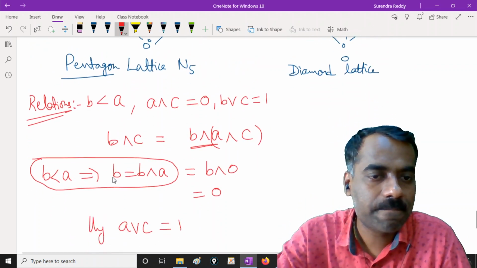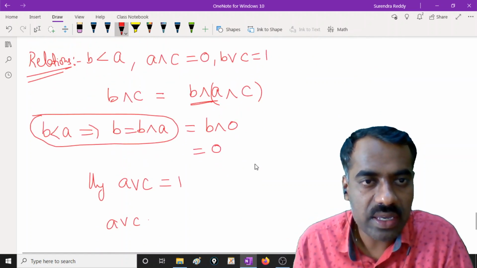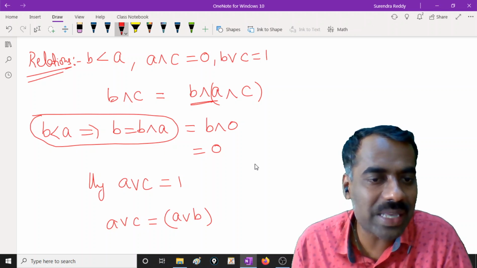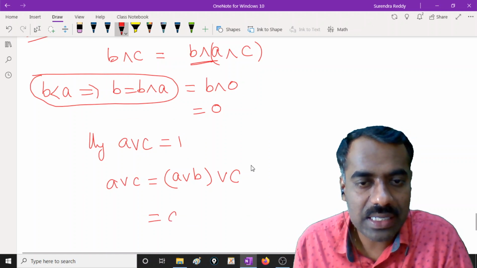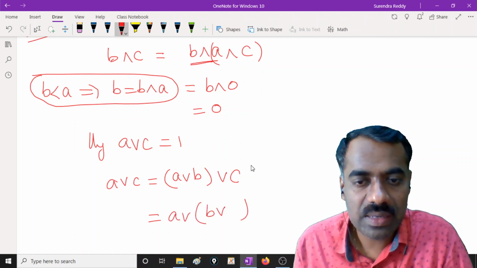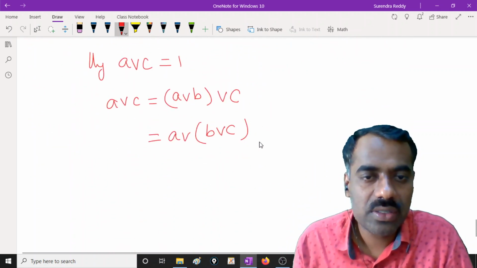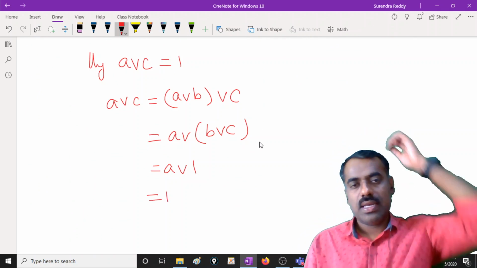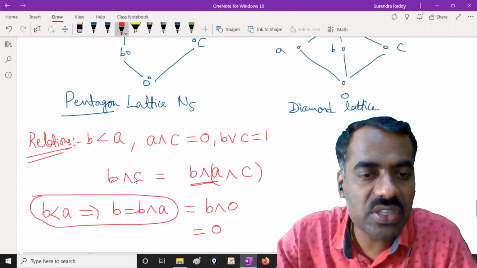Is this clear? A join B join C: in place of A, I will write A join B, because A is less than B, so A join B is the same as A, or not? Then you have C. But this is the same as A join B join C. But our B join C is given to be 1. So A join 1, but A join 1 is nothing but 1. Is this clear? Okay. So you will get all the relations once you have these three relations.